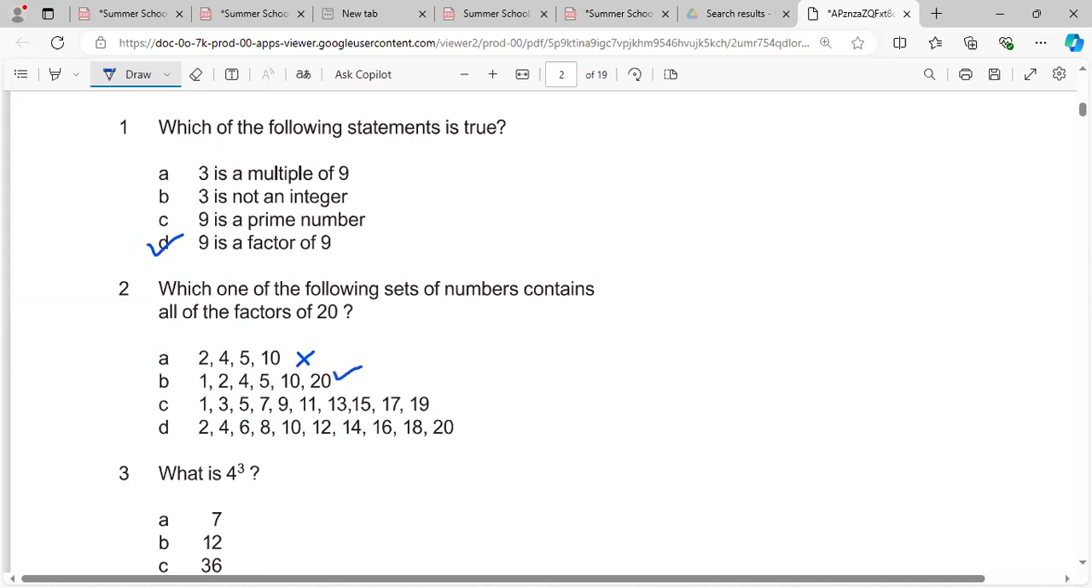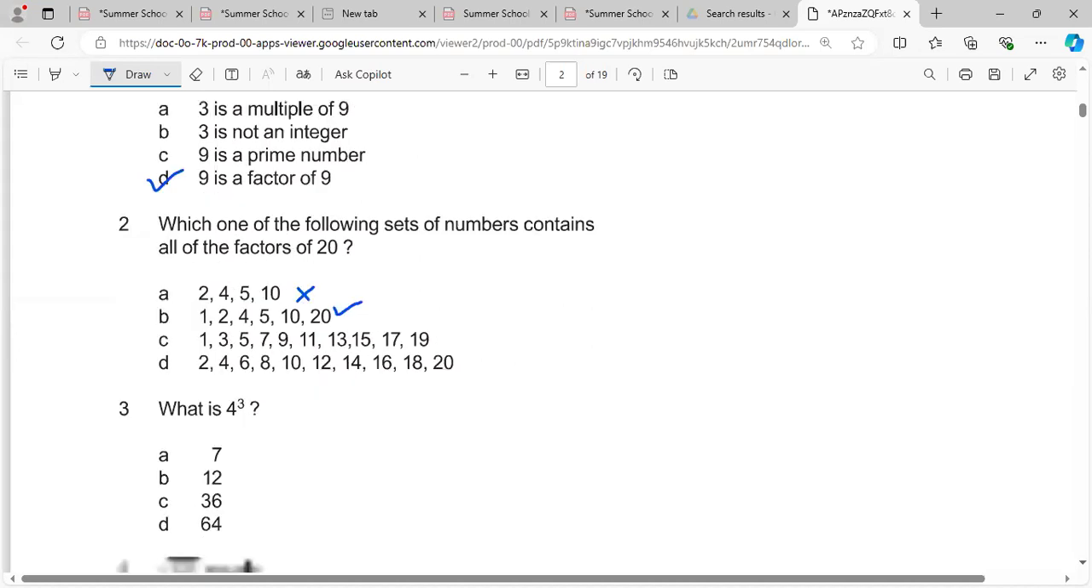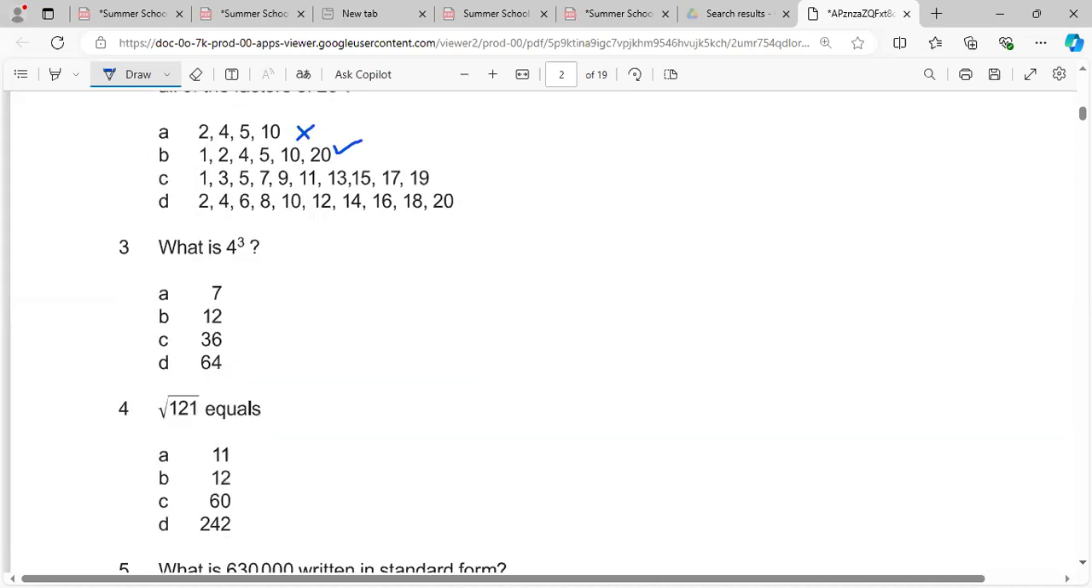Alright, guys. So go ahead and do number 3 and number 4. What is 4 raised to the third power? And number 4 says, what is the square root of 121?